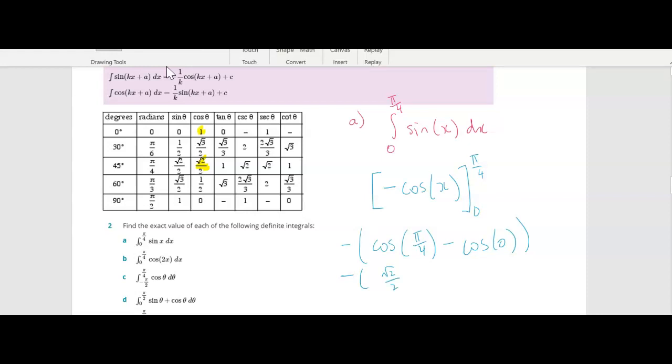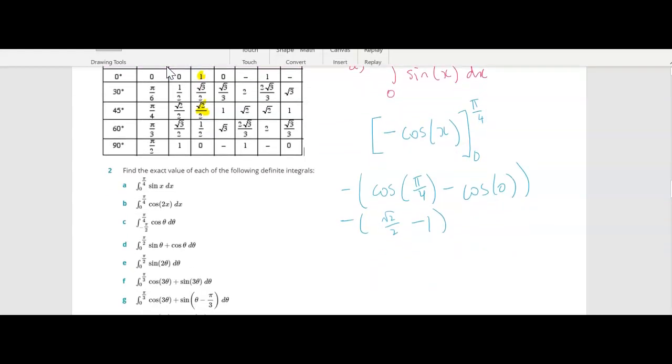Root 2 on 2 minus 1. Okay, so we're going to leave it in exact form. So if we're adding or subtracting fractions, obviously we need the same denominator. I'm going to keep that negative out the front, and then we're going to add 2 on 2. No, we're not. We're going to subtract. I'm getting ahead of myself.